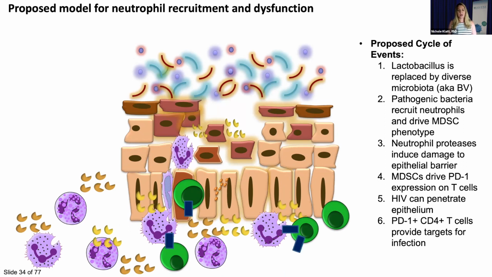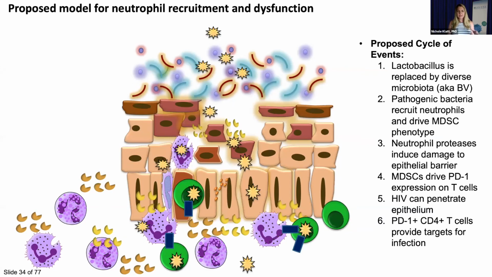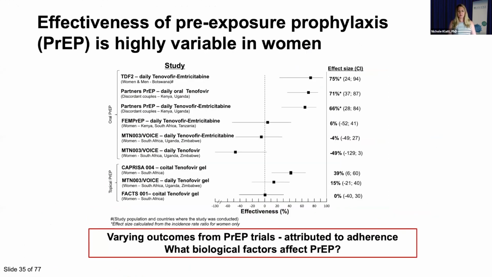They also, when I talked about these MDCs, these suppressive cells, they induce PD-1 expression on CD4 T cells. And then that barrier damage can allow the virus to get through. And these are preferential targets for HIV infection, highly activated cells. So this is our proposed model for what we think is going on as far as an inflammatory role. But we wanted to then move on to try to understand the role of bacterial vaginosis in PrEP.